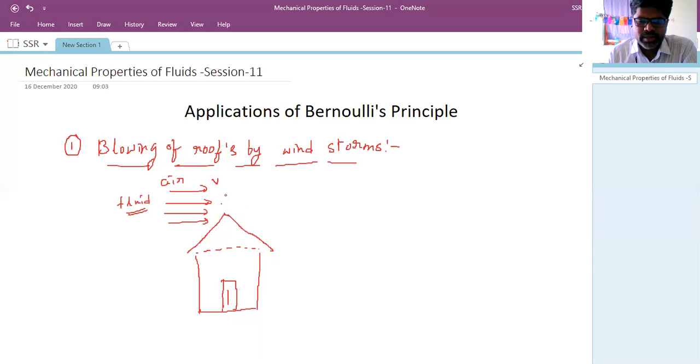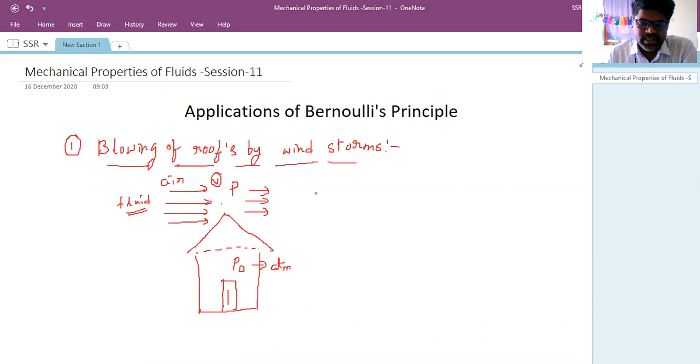High speed means what happens? Let us say the pressure at this point is P, and inside, the pressure is P naught. P naught means atmospheric pressure. P is changing because the air is blowing from left to right. Because of the air blowing, the speed of the fluid here is very high, V.